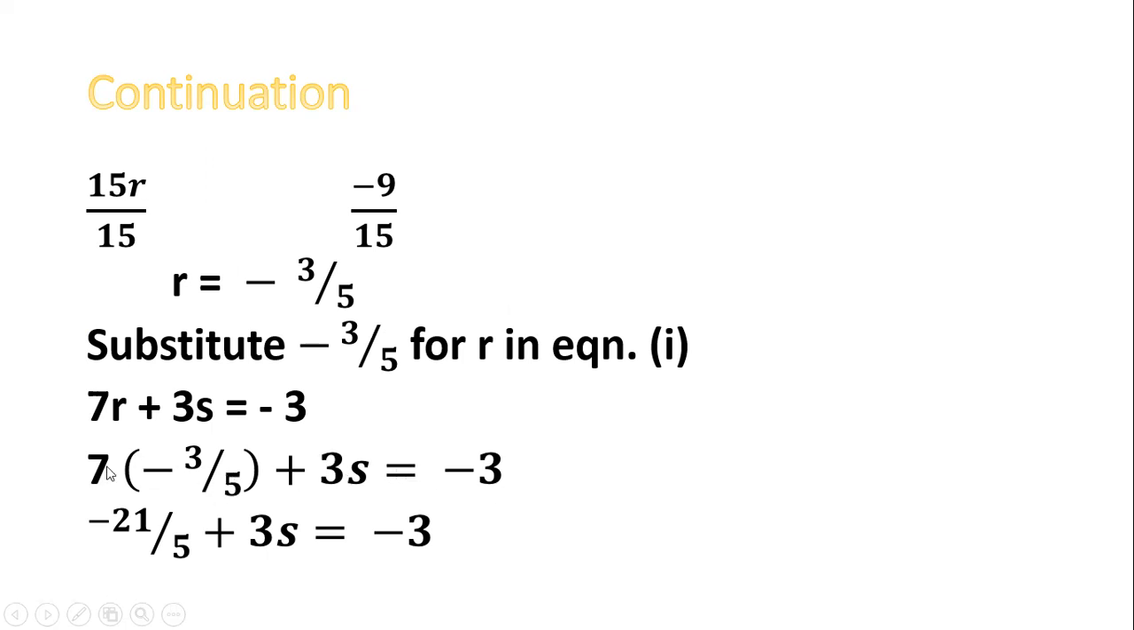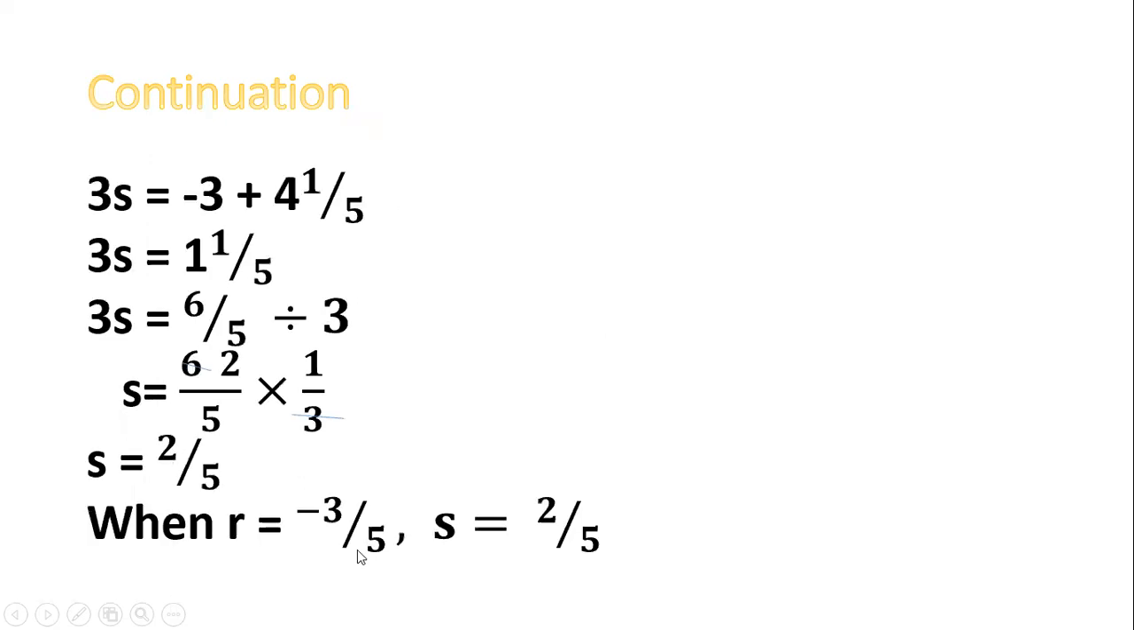So that will give us numerator 7 over 1. Multiply numerator by numerator, denominator by denominator. So we have 7 times 3, minus 21, 1 times 5, 5. So we have minus 21 over 5 plus 3x equals minus 3. So minus 21 over 5 is moved to the other side of the equation, and it changes to plus, and we have 3x equals minus 3 plus 21 over 5.